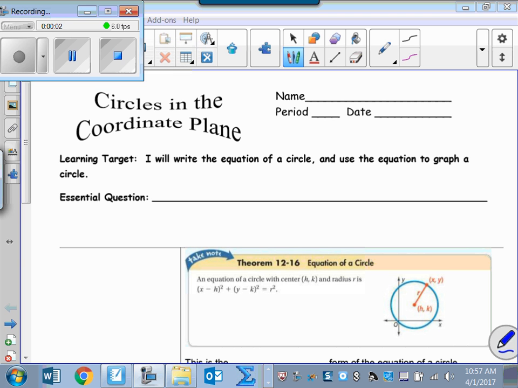Today's lesson is on circles in the coordinate plane. We're going to learn how to write equations of circles if we know the coordinates of the center and perhaps the coordinates of the radius. And then we will also graph circles and do a little bit of work with tangent lines and circles.